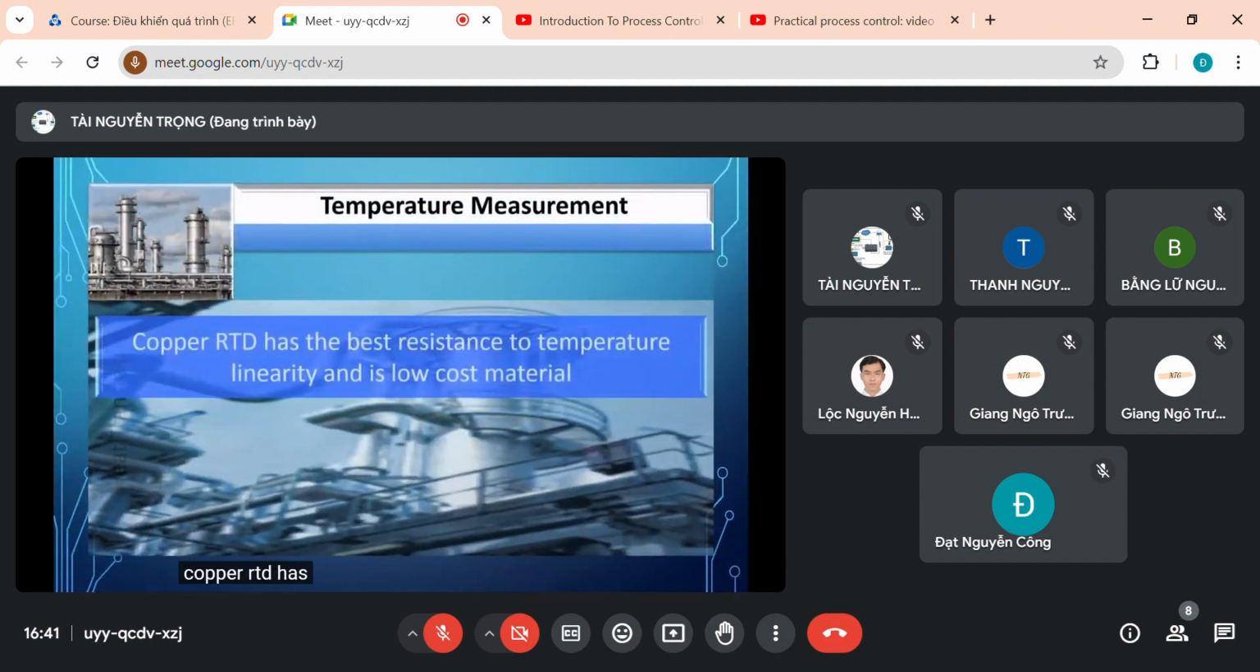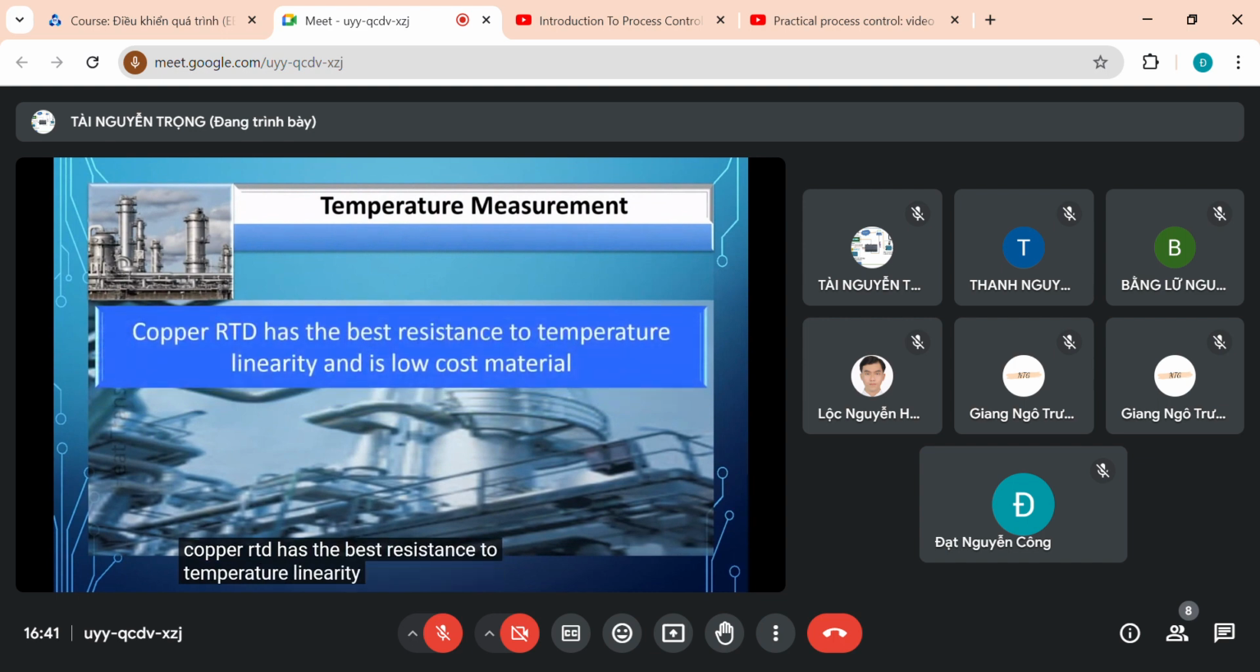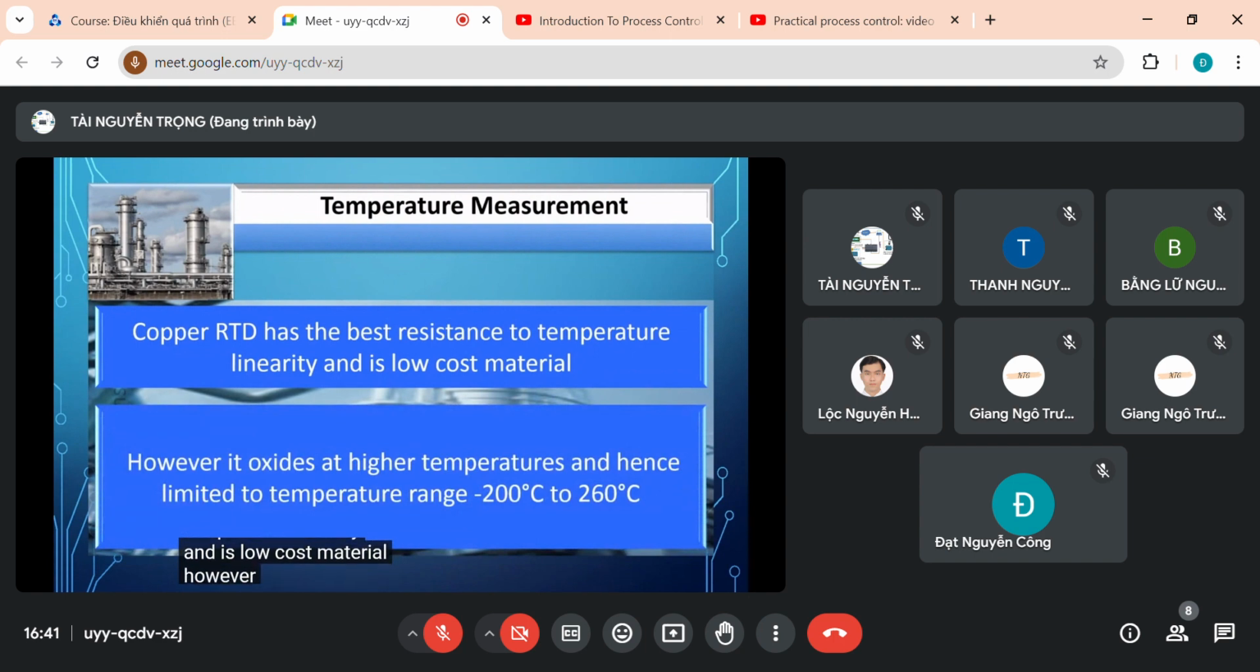Copper RTD has the best resistance to temperature linearity and is a low-cost material. However, it oxidizes at high temperatures and hence is limited to the temperature range minus 200 degrees centigrade to 260 degrees centigrade.